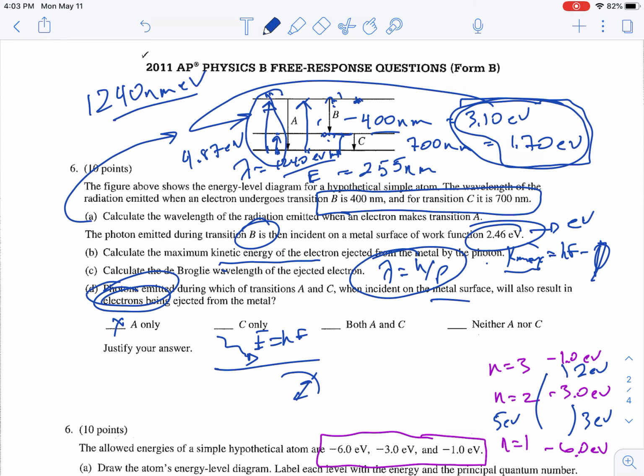Okay? They're related, but one is the energy of a photon, and one's the energy of an electron. You have to keep straight if you're talking about the electron or if you're talking about the photon.